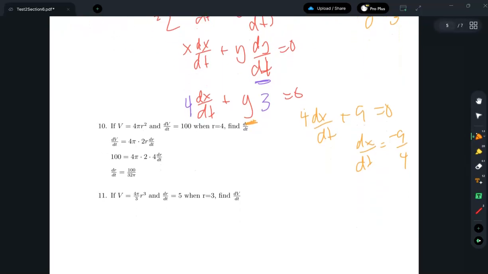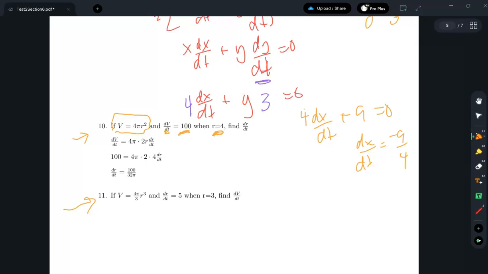Okay, so let's switch it up and get some pi's and things in here. So this is the volume of a, can't remember actually, sphere? No, this is the volume of a sphere. Anyway, this is the equation for volume. And I'm given that the volume is changing when the radius is 4. So then you're being asked to find the dr over dt.